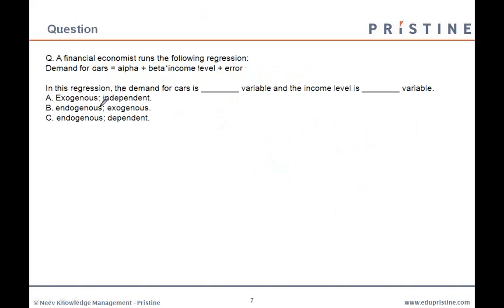Let's solve some questions. Let's try to solve this question to see if we have understood. So a financial economist runs the following regression: demand for car equal to alpha plus beta into income level plus error. So demand for car is what variable and income level is what variable?